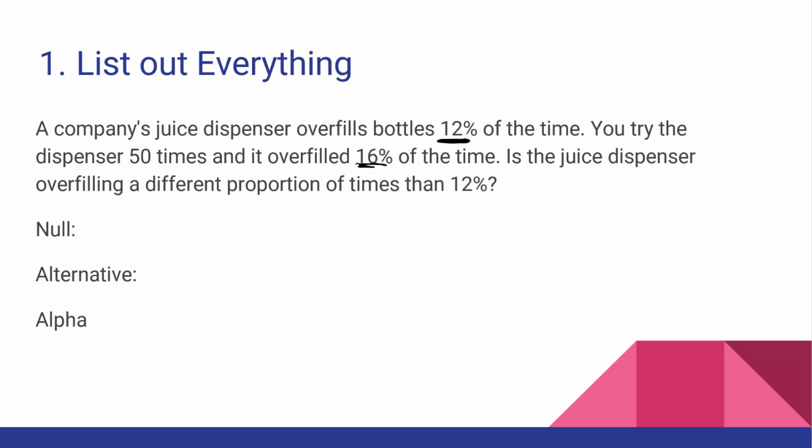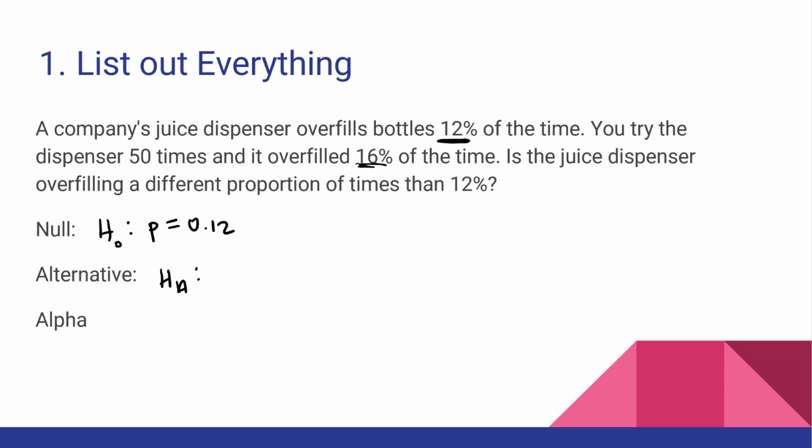So your null hypothesis is that everything is as is. Your null hypothesis will always be the status quo. So you will say that the company's juice dispenser overfilling rate has not changed. It is exactly what the company said. So no change, keep the status quo. So our null hypothesis, which is denoted with an H0, would be that your P, so your population proportion, is equal to 0.12, keeping the status quo.